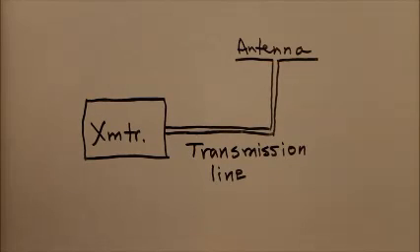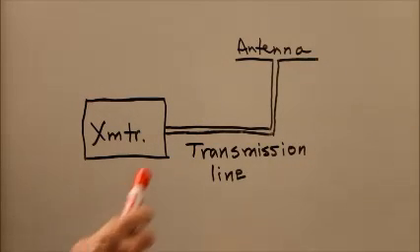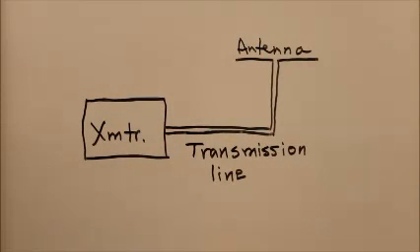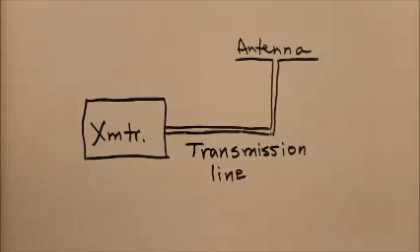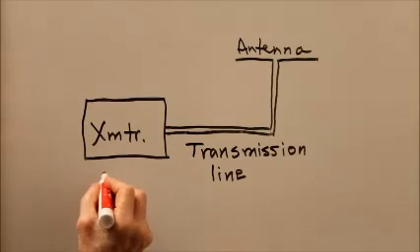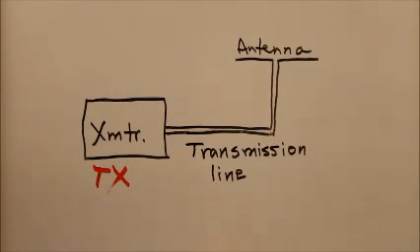Here is an explanation for the answer to final exam question number 60, found on pages 673 and 674 of Teach Yourself Electricity and Electronics, 5th edition. We're talking about a transmission line connected to an antenna and a radio frequency transmitter. Again, that's what XMTR stands for, transmitter. Some texts, you'll see it abbreviated as TX.